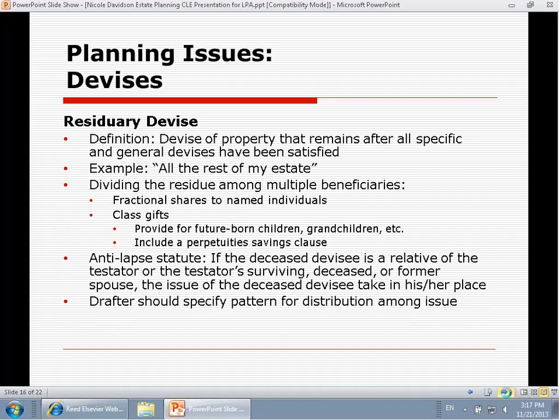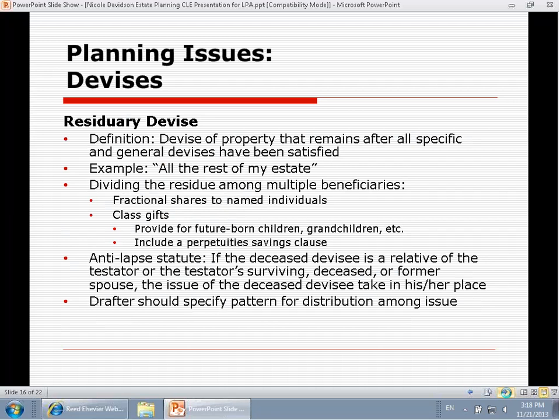The residuary is everything that is left after debts, taxes, and special gifts. An example would be all the rest of my estate. That's one way that we could word the residuary devise. It is most often done that the residue will be divided among multiple beneficiaries and that we will name fractional shares to specific people or to a class of people.